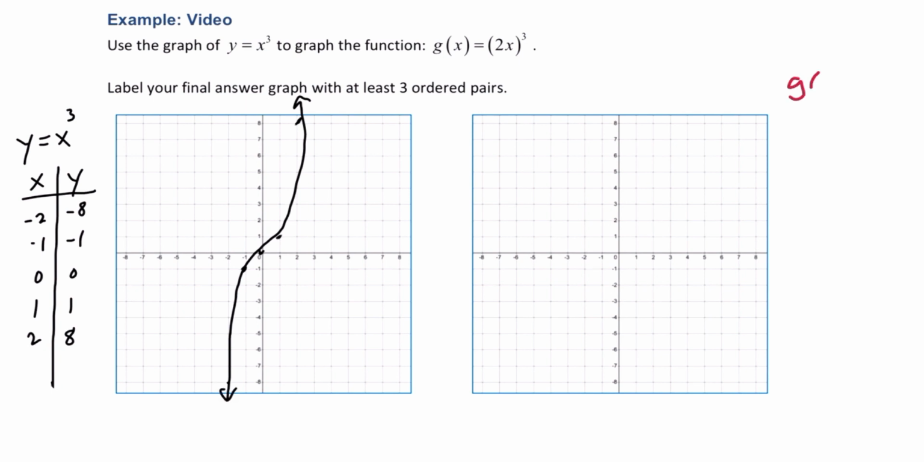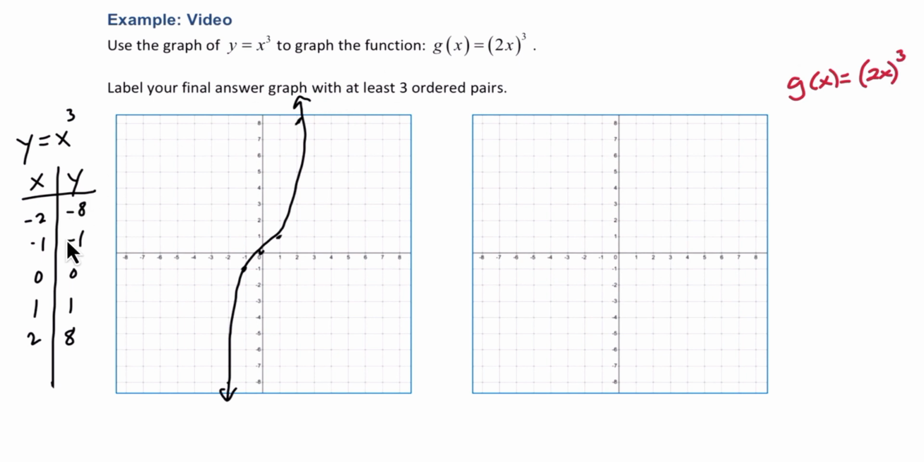g of x is equal to the quantity 2x, cubed. First, recognize that 2x is on the inside of the parentheses, or inside the function. That means we're affecting the graph horizontally, which also affects the x values of our graph. And when we're looking at the x's here, it's actually doing the opposite of what it looks like. It looks like we're going to multiply 2 by x, but we want to do the opposite.